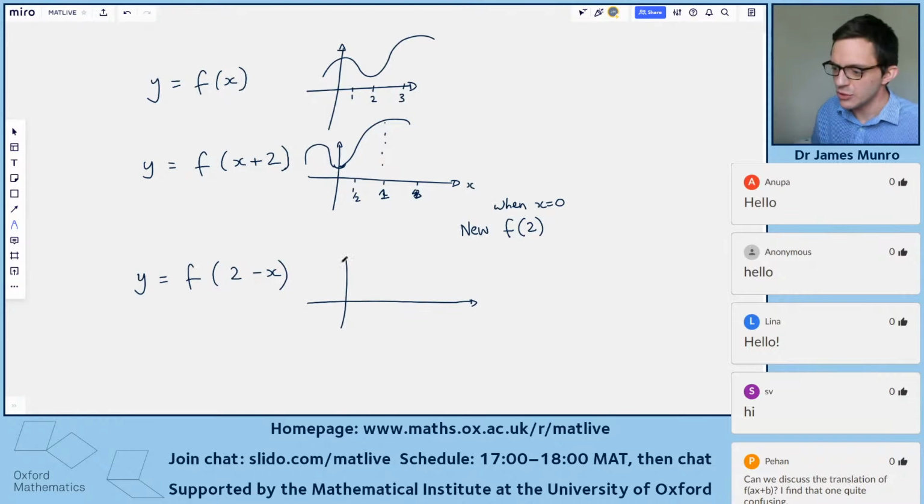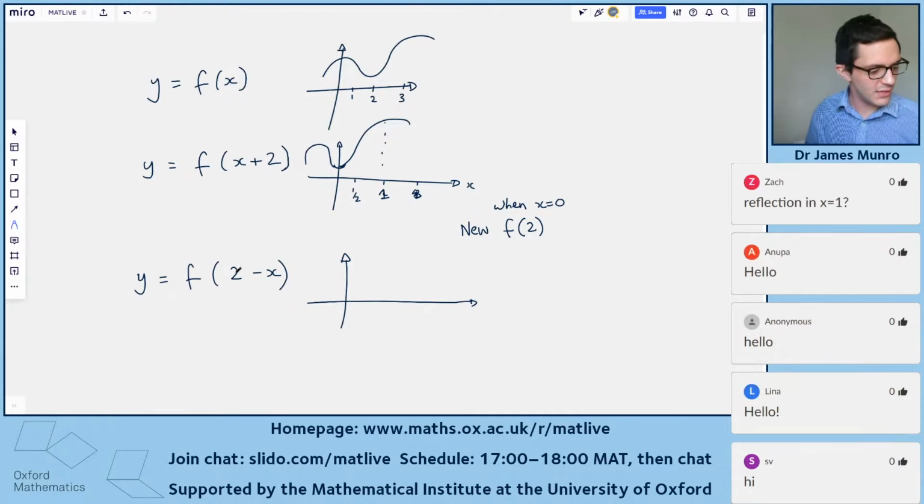So this 2 minus x inside the bracket is not one of the basic transformations that you might see on the MAT syllabus, which we're going to look at in a moment. But this transformation, I think I can make it out of 2 steps. Some people have seen this at A level or equivalent. I think people are talking about mirror images of things.